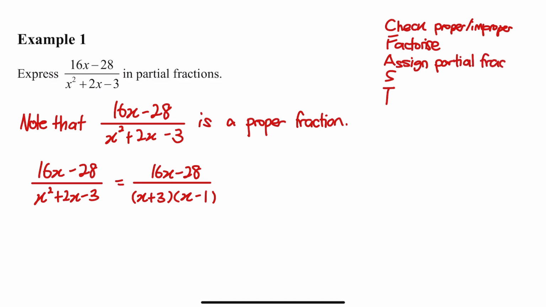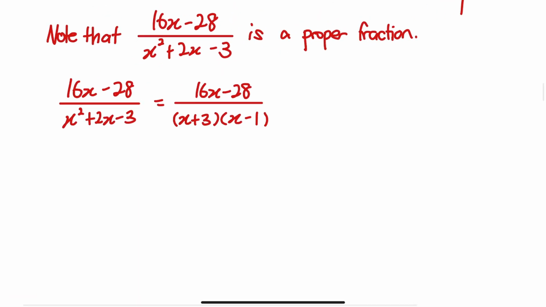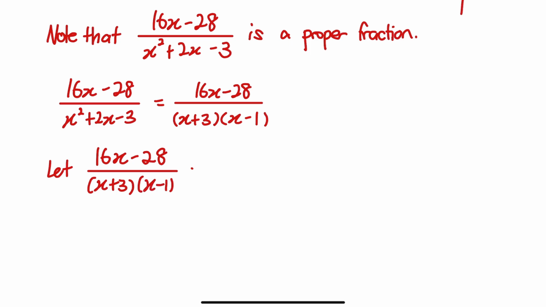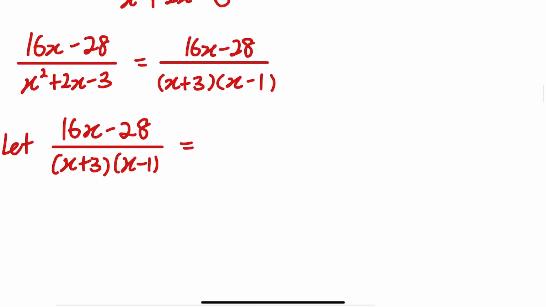So what does it mean by assigning? This means that now I'll write let (16x minus 28) over (x plus 3)(x minus 1) be equal to its assigned partial fraction. So I look at the denominator here. I have two linear factors.